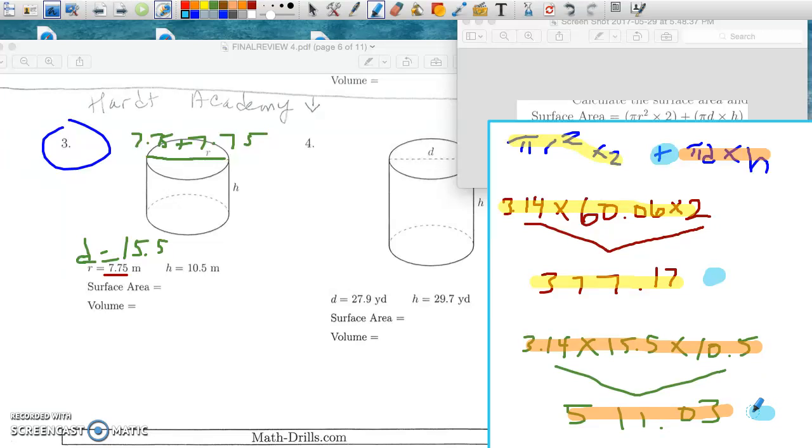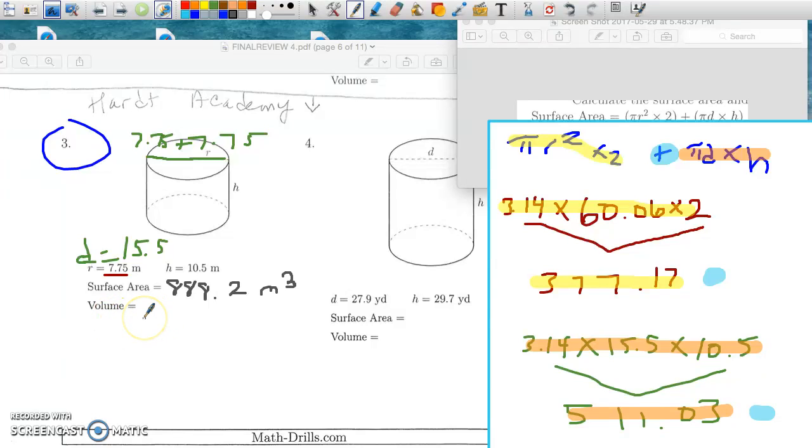So I will add this plus this. Okay. So that means I have 377.17 plus 511.03. Voila. My final answer shall be, for surface area, I'll put it right here, 888.2. I'm measuring in meters. Surface area is going to be cubed. Ta-da! So there's your final answer, my friends.